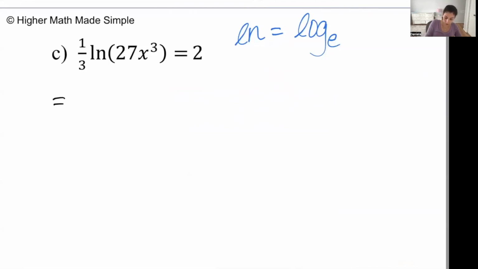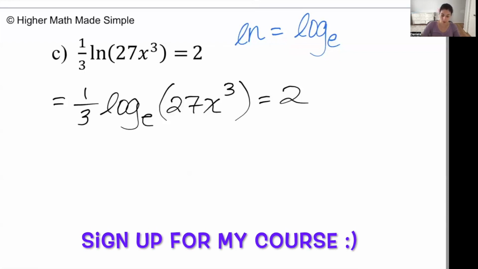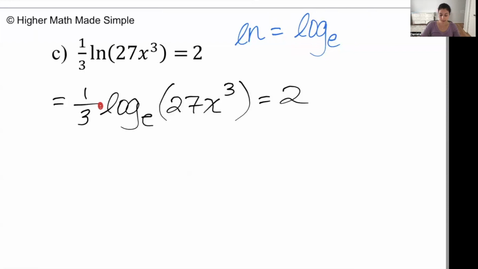So first things first, why don't we convert, or rather substitute, instead of ln, we can write that as log base e, because that's actually what it means. Okay, so we're going to do a few things. We want to get that 27x cubed out of the log. You can't just be dividing by 27x cubed, that won't work. So first, we can use the power rule. Whenever you have a number that's multiplied by the log, you can convert that number into the exponent. So that's exactly what happens.